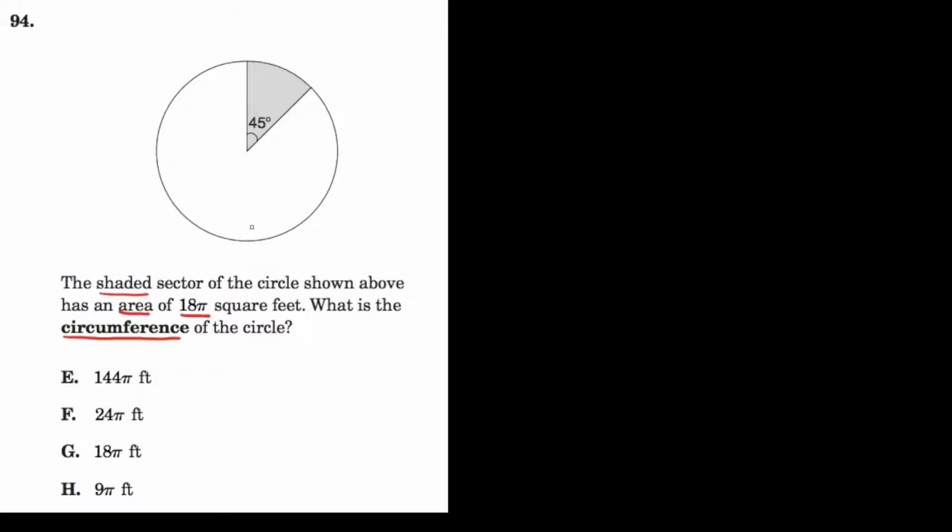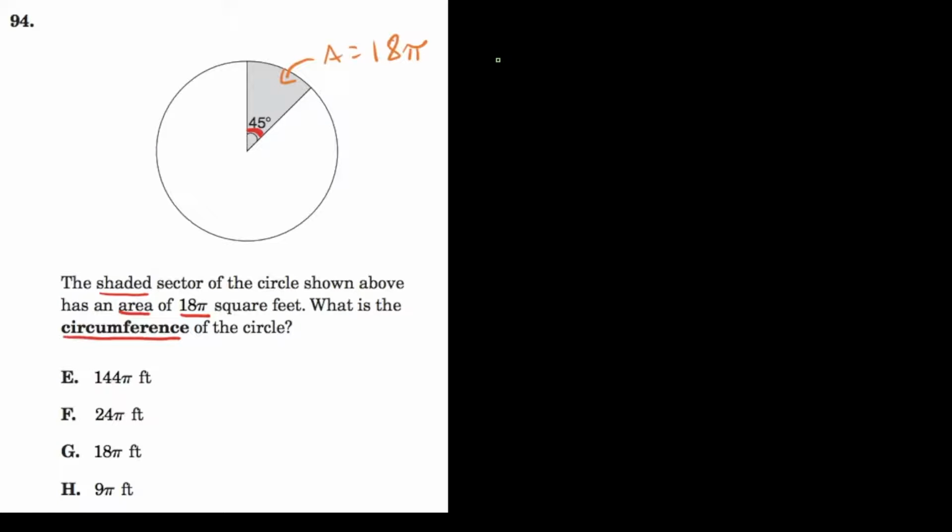All right, the shaded sector has an area of 18 pi square feet. And we don't know the full area. And they want to know the circumference. The only other piece of information we're given is that this sector is a 45-degree angle. So we're going to be able to set up a ratio of area to angle, because that's the only information we have.